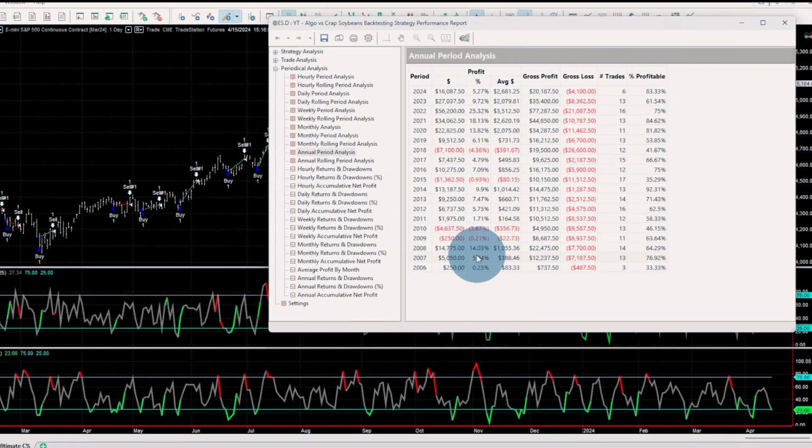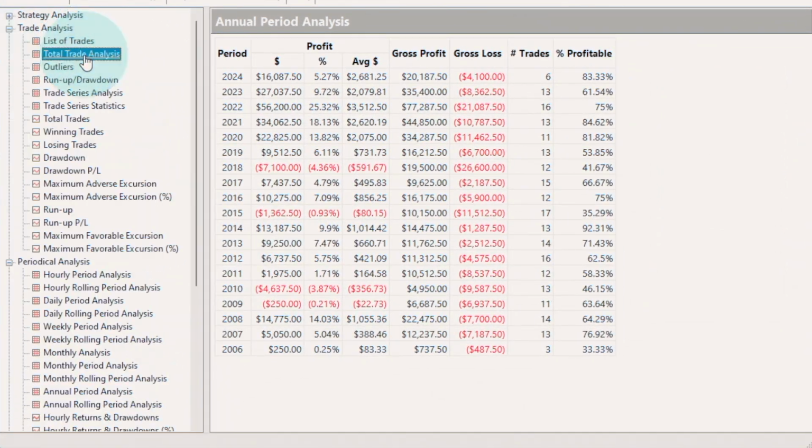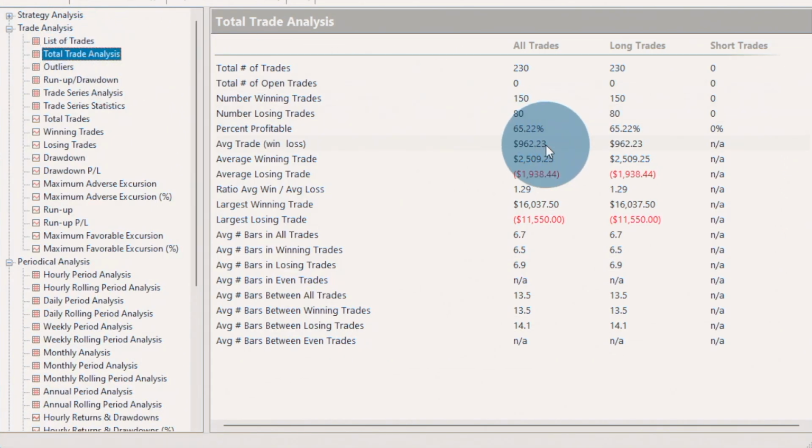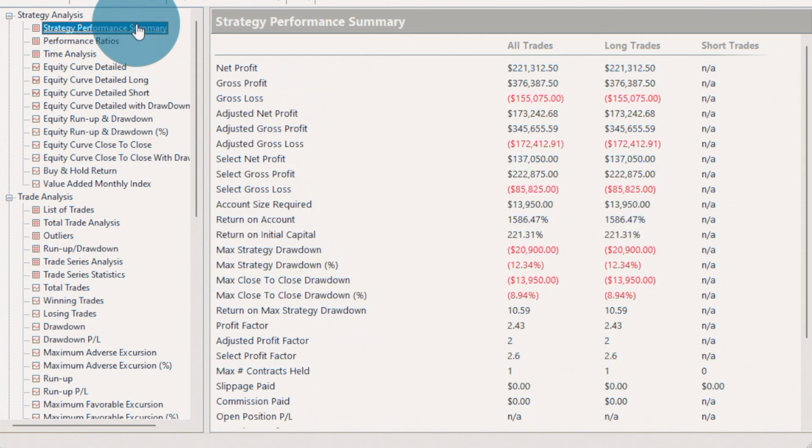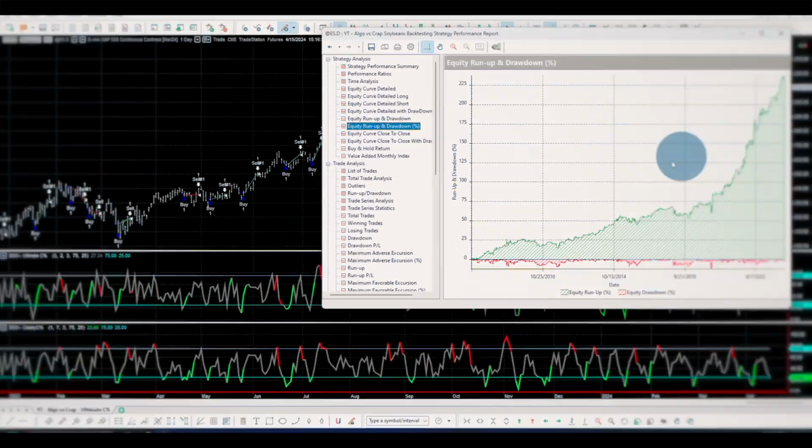This is the periodical analysis. Obviously, it's much better. Total trades now, look at this. It's almost $1,000 on average and more trades, 230. And overall, 221, 10.6 return to drawdown. Come on. And look at this curve. So this definitely beats the RSI2, which is, as I said, the measuring stick. And I'm very proud of this indicator. I use it in many strategies.